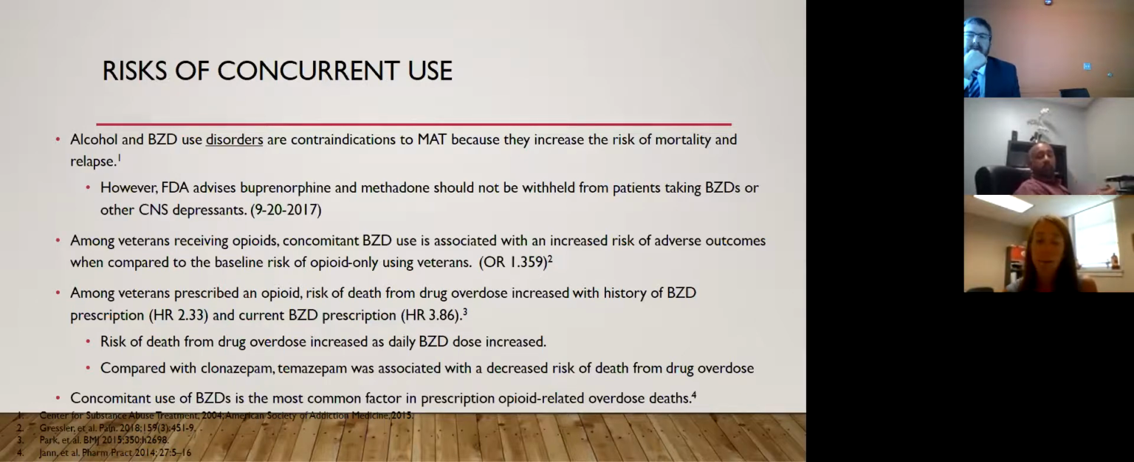That also might not be surprising if we were to flip back to our slide showing the half-lives of clonazepam and temazepam. The half-life of clonazepam is a fair amount longer than that of temazepam. And so that stays around much longer and has the potential to contribute to respiratory depression for a longer period of time once an opioid is added. Concomitant use of benzodiazepines is the most common factor in prescription opioid-related overdose deaths.